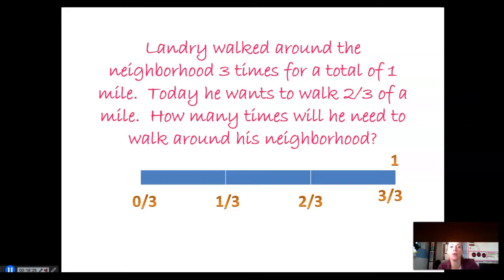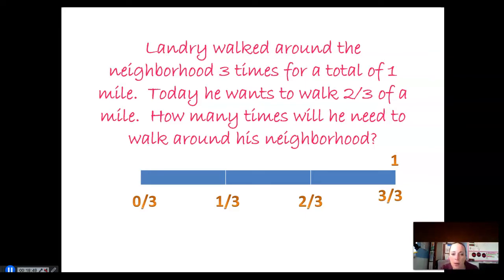All right, kiddos, here we go. Landry walked around the neighborhood 3 times for a total of 1 mile. Today he wants to walk 2/3 of a mile. How many times will he need to walk around the neighborhood? One thing is, does it say what fraction? No, in that problem it says how many times. It does not say what fraction, so your answer should not be a fraction.